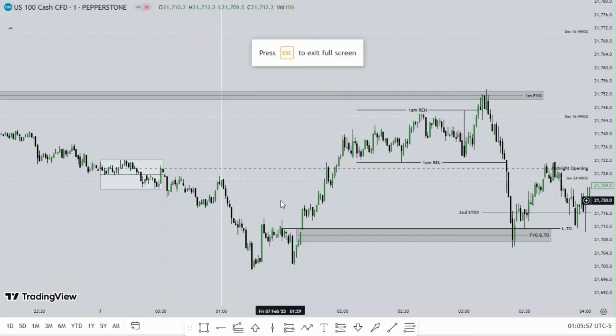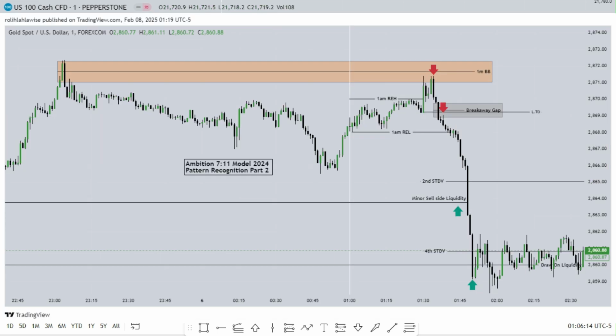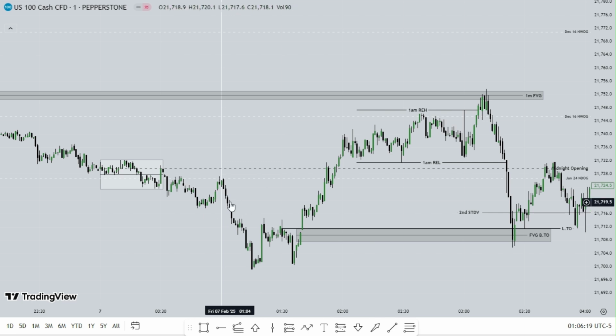So, continuing our series. This is part three of our 1 to 5 pattern recognition series. In our previous videos, we had Euro USD and gold analysis. As you can see, the difference between the previous analysis and now is that after 1 a.m., price created relative highs and lows immediately right after.